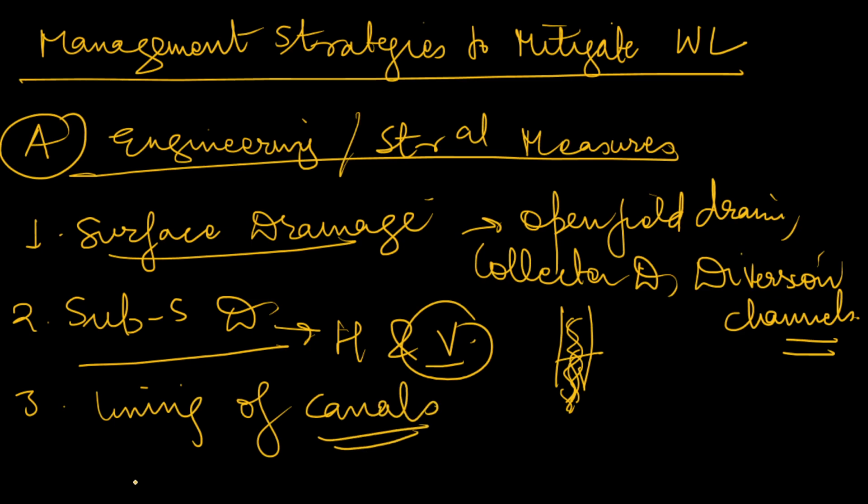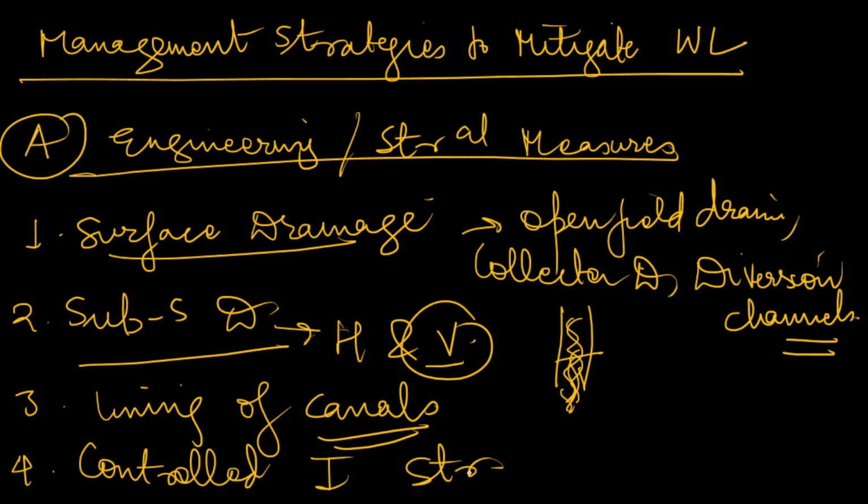We should focus on controlled irrigation structures, so that the water is not logged too much. We should use proper field channels. Proper water courses should be there, so that the water can move through these courses efficiently, and drainage is good, water distribution is good. All these things can be mentioned in engineering or structural measures.